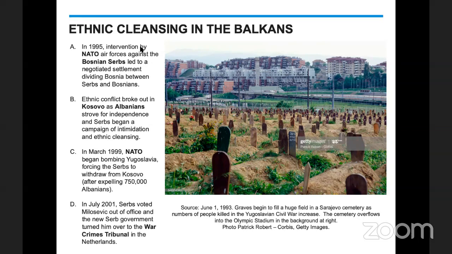And in C, in March of 1999, NATO begins bombing Yugoslavia, forcing the Serbs to withdraw from Kosovo after expelling 750,000 Albanians. And in July of 2001, the Serbs vote Milosevic out of office, and the new Serb government turned him over to the War Crimes Tribunal in the Netherlands. He was supposed to stand trial in The Hague. He'd been in prison, and he dies in prison in the early 2000s without standing trial.